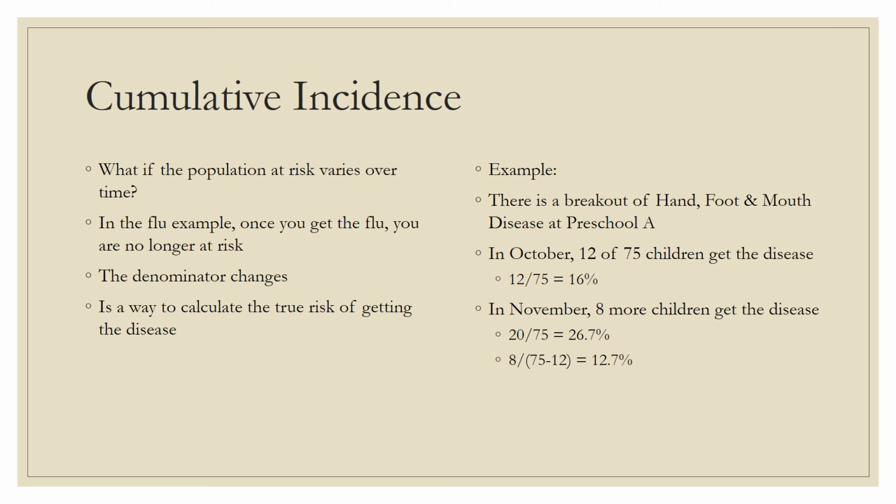So what happens is that you subtract the 12 children who developed the disease in October from the denominator. So 8 divided by 75 minus 12 comes out to 12.7%. So the risk of a child getting hand, foot, and mouth in November was 12.7%, not 26.7%. And that is reflected in the calculation for cumulative incidence, not with the incidence rate. So if you wanted to know the risk for a child to get the disease in December, you would use a denominator of 55. That comes from 75, the number of children at the preschool, subtract the 12 that got it in October and the 8 that got it in November, and you come up with 55.